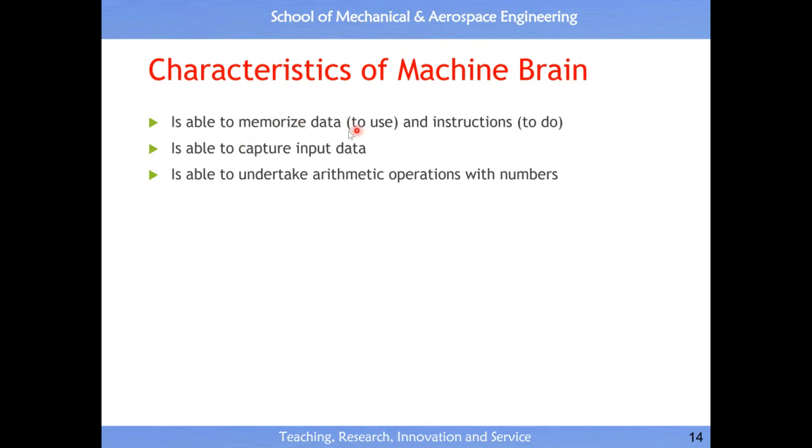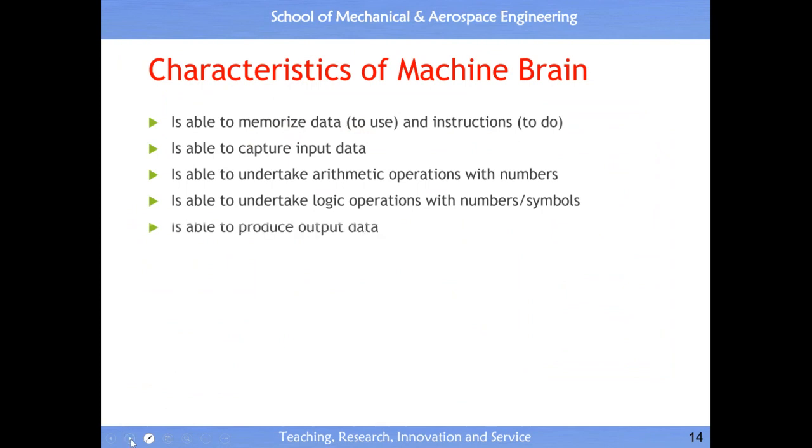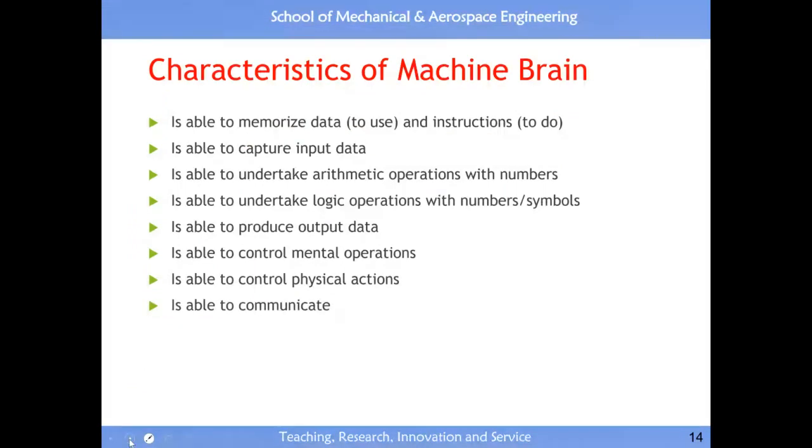First, it should be able to memorize the data, memorize the instruction, be able to capture input data, be able to undertake data processing, play with symbols, be able to produce output, and be able to control its own activity. Then through the interface with the actuator, it can take action, and also can communicate to other smart products, smart machines.